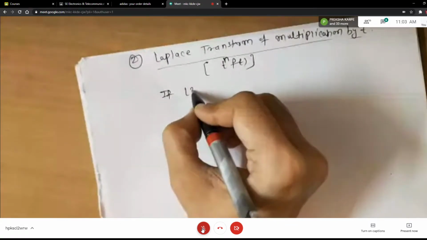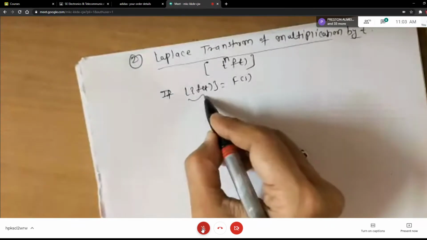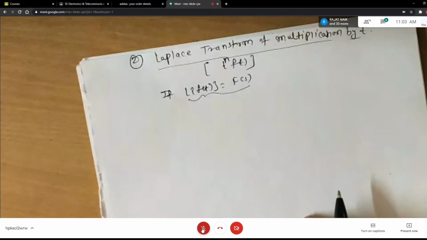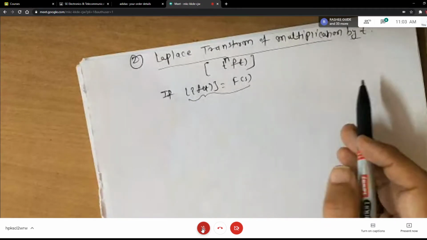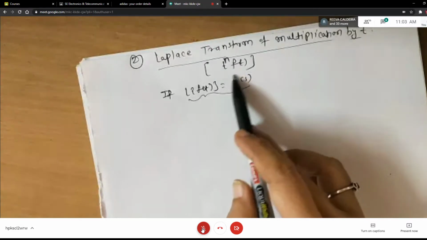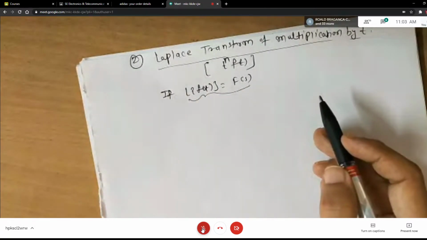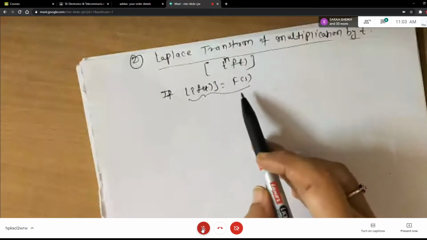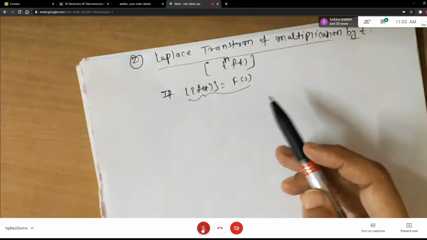Again, if L of f of t is equal to F of s. If you observe, this is there in every property. This is the starting of every property because it is nothing but notation for Laplace transform. As you know, whenever you are solving any problem on Laplace transform, your answer is coming in terms of s, where s is a parameter. So we are in general denoting Laplace of the function as capital F of s. Now different books are using different symbols. Some books are using small f of s, some books are using f bar of s, but it is one and the same thing.